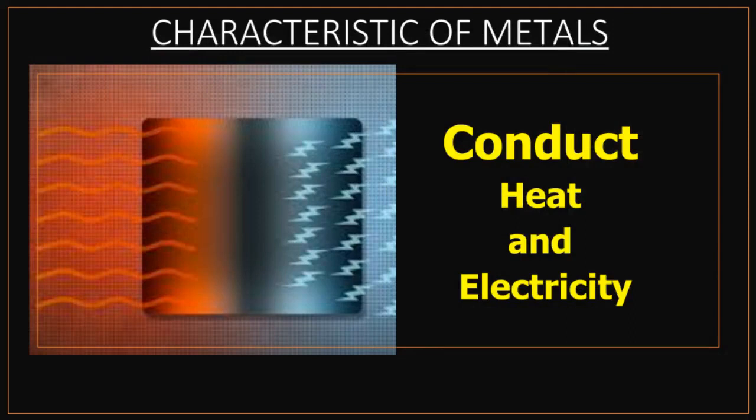Characteristics of metals: conduct heat and electricity. Why do metals conduct heat so well? The electrons in metal are delocalized electrons and are free-moving electrons, so when they gain energy, heat, they vibrate more quickly and can move around. This means that they can pass on the energy more quickly.